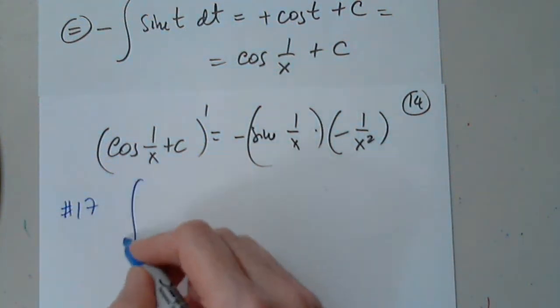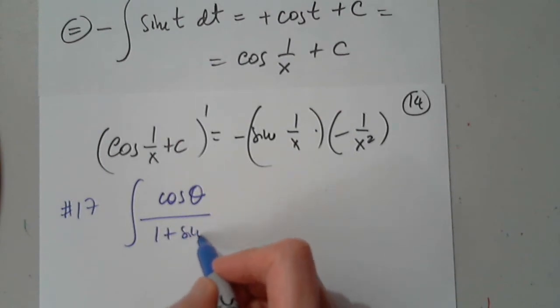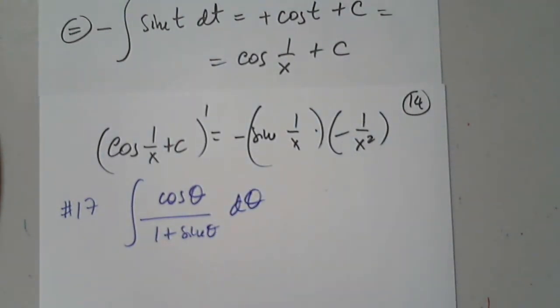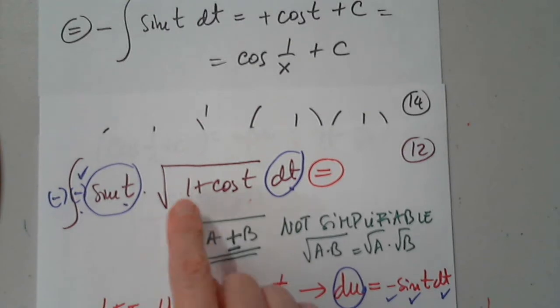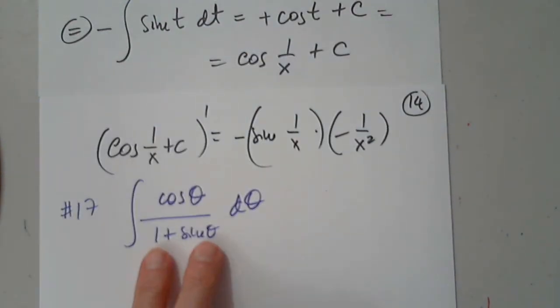So we have the integral of cosine theta over 1 plus sine theta d theta. What is the problem here? I don't like a sum in the square root. I don't like a sum in the denominator. That's a problem. I like this with only one term, but with two terms I don't like it.